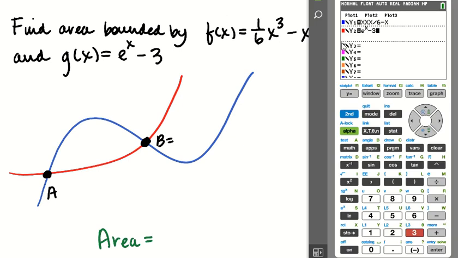Okay, so you see here I've got x to the third divided by 6 minus x for y1, and e to the x minus 3 for y2, and I'm going to graph this on the standard window.